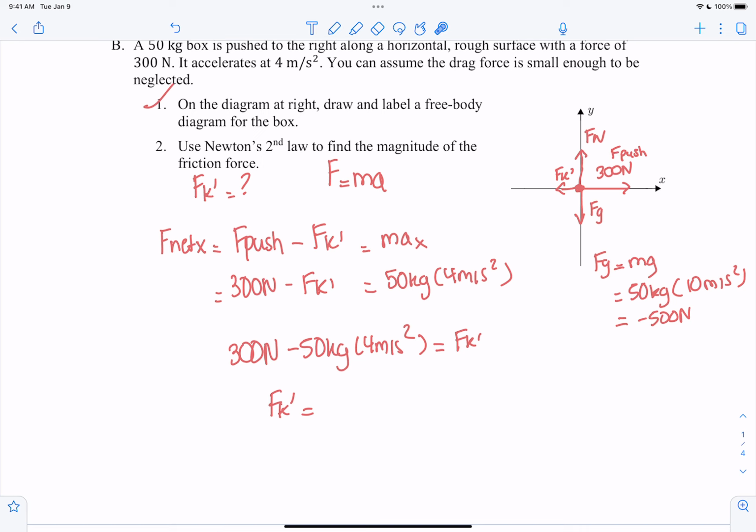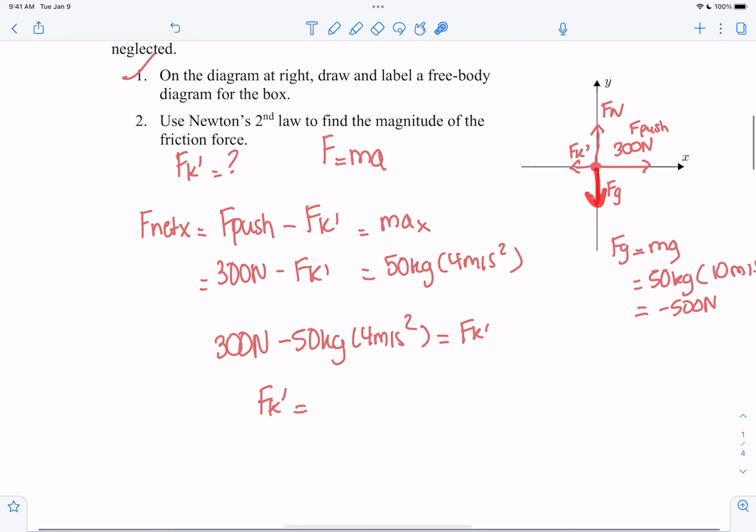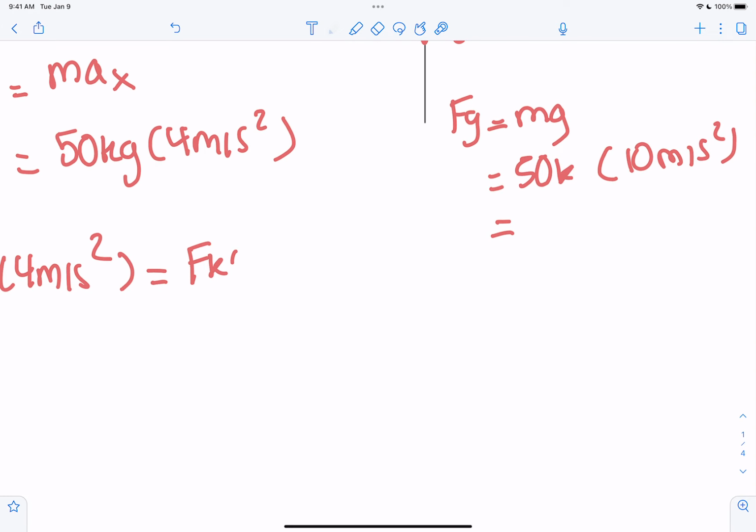Yes, the 10 is coming from the free fall. That's acceleration due to gravity, so that's 10 meters per second squared. And if you think about it, since acceleration due to gravity is always pointing downwards, I would actually just go ahead and say 50 kilograms times negative 10 meters per second squared. And then that's a negative 500 right there.